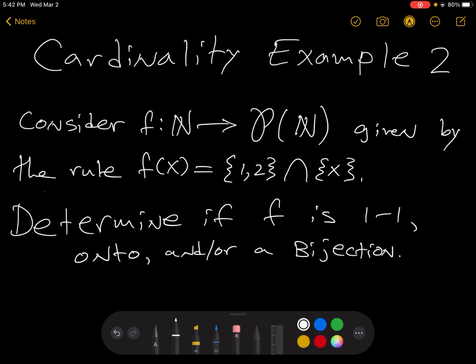This is Cardinality Example 2. We are to consider the function f from the natural numbers to the power set of the natural numbers given by the rule f of x equals the intersection of the set containing 1 and 2 and the set containing x. And we are to determine if f is 1-to-1, onto, and/or a bijection.